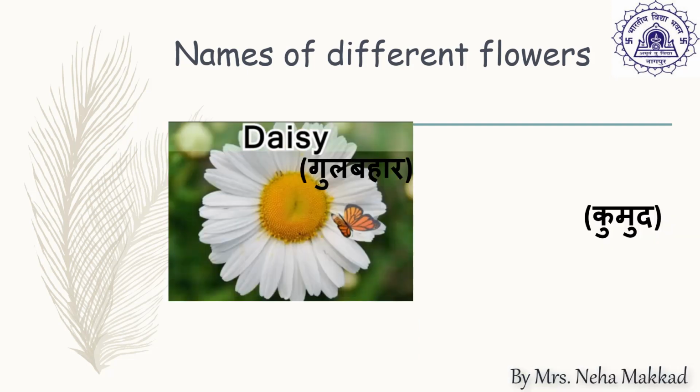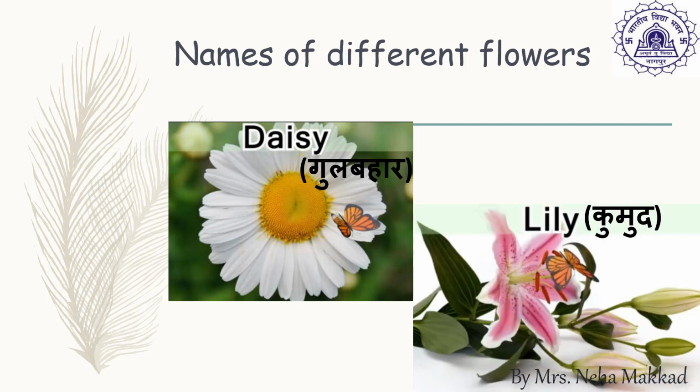The next flower that we are going to study is daisy. It is known as gulbahar also. Now children, the main thing about this flower is that it grows in hilly areas or hill stations. It is a wild flower. And as you can see in the middle portion, there is a yellow thing and the petals of the flower are white.